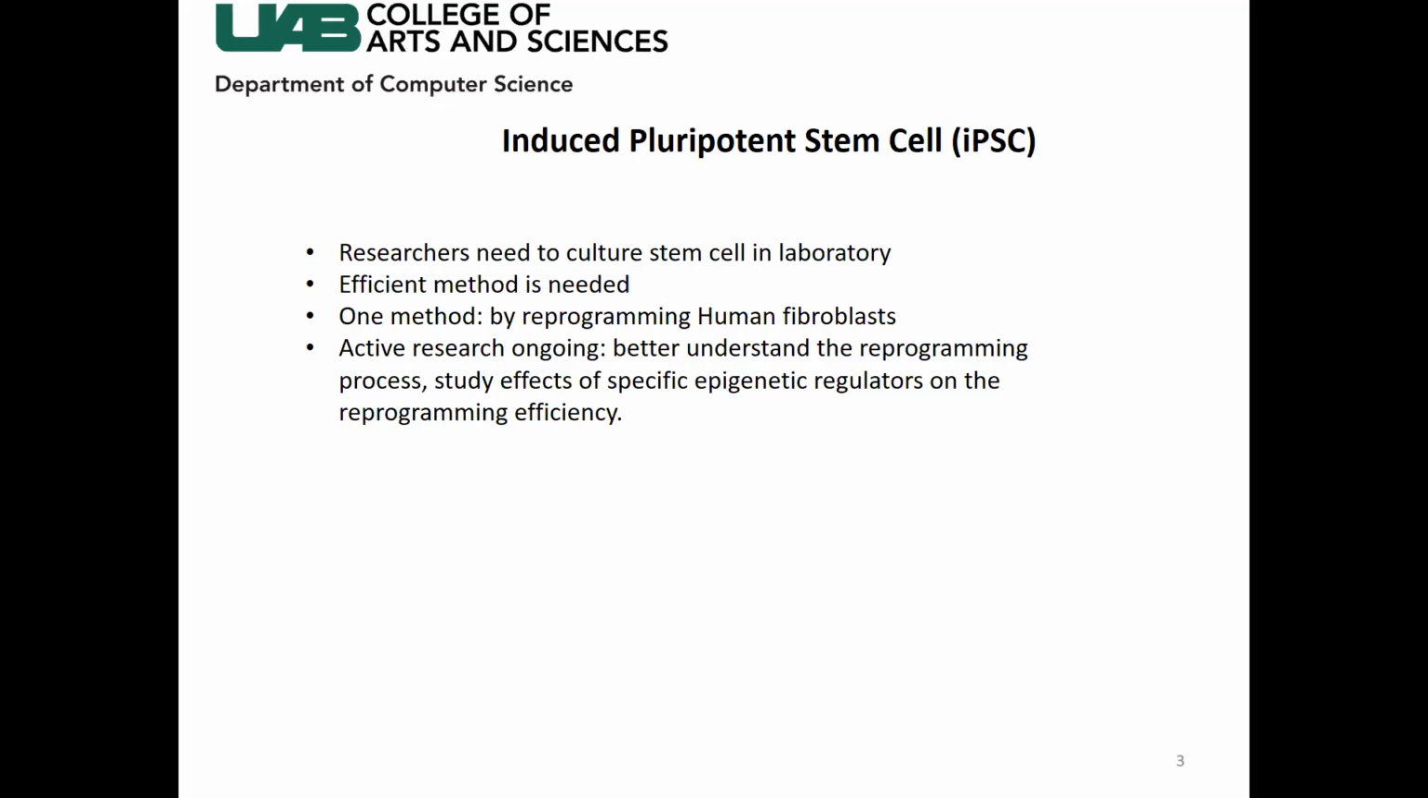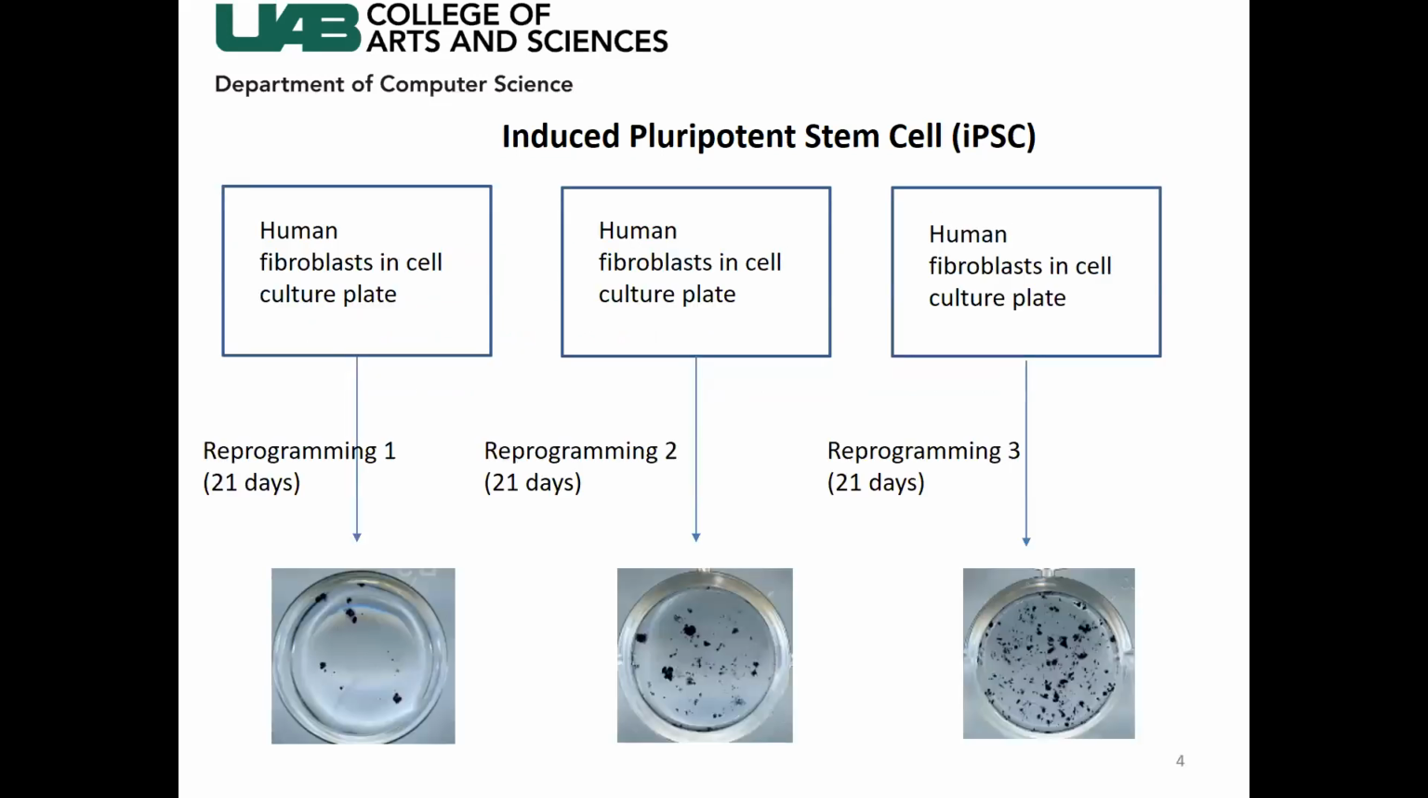So how it's done, in very brief: researchers take human fibroblasts in a cell culture plate and do reprogramming 1. After 21 days, some stem cells are generated. They do lots of these in parallel, changing something, and call it reprogramming 2. After 21 days, some of the human fibroblasts convert to stem cells. In another reprogramming, maybe this many are generated.